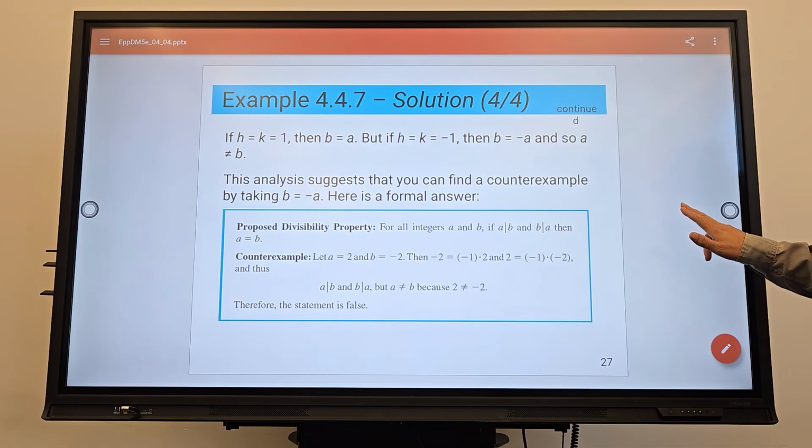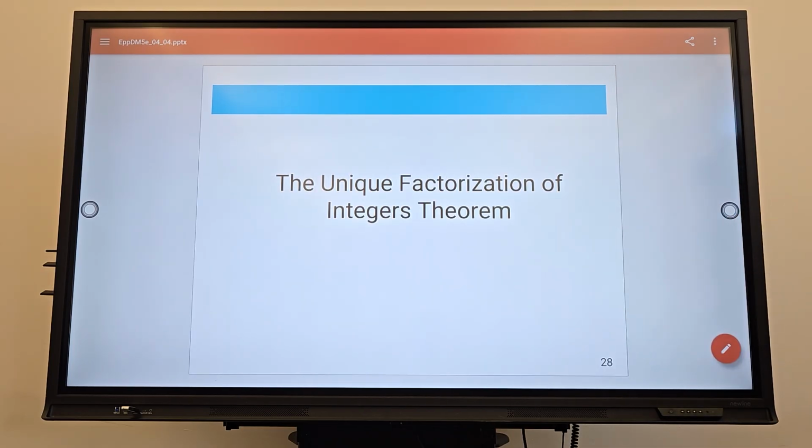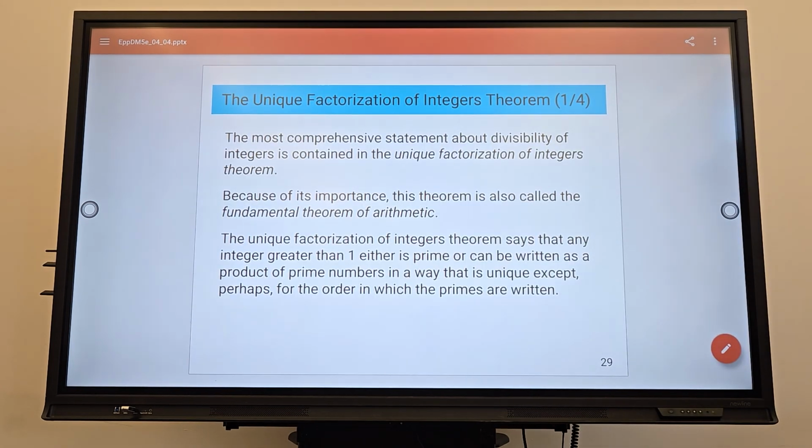All right. Unique factorization of integers theorem. The most comprehensive statement about divisibility of integers is contained in the unique factorization of integers theorem. This is also called the fundamental theorem of arithmetic. The unique factorization of integers theorem says that any integer greater than 1 either is prime or can be written as a product of prime numbers in a way that is unique, except perhaps for the order in which the primes are written.